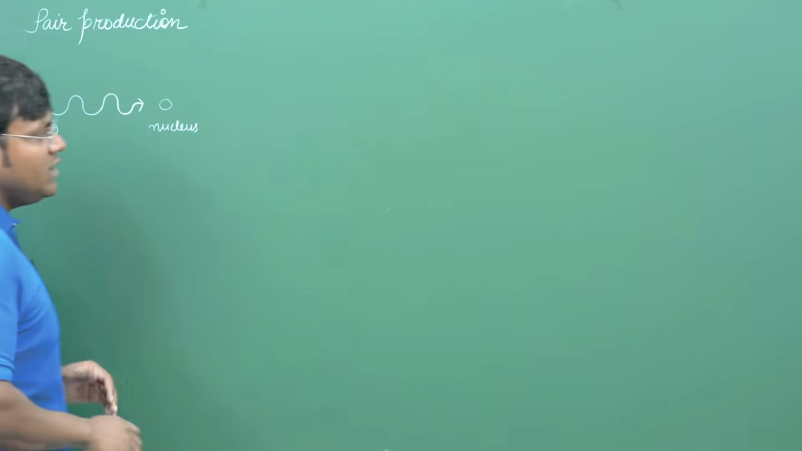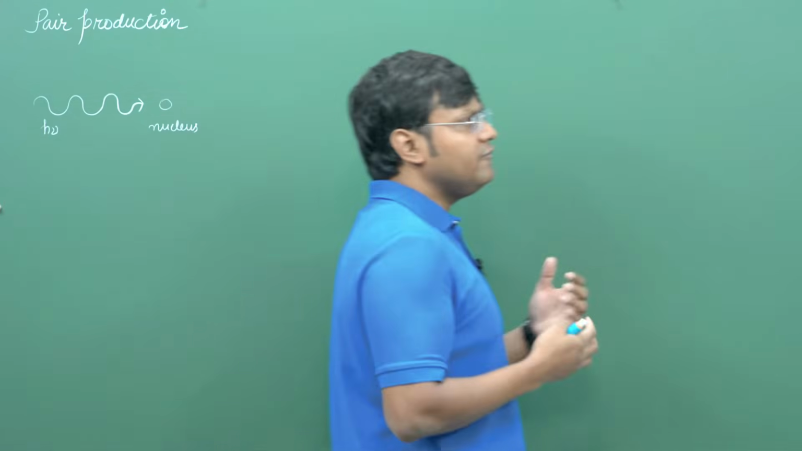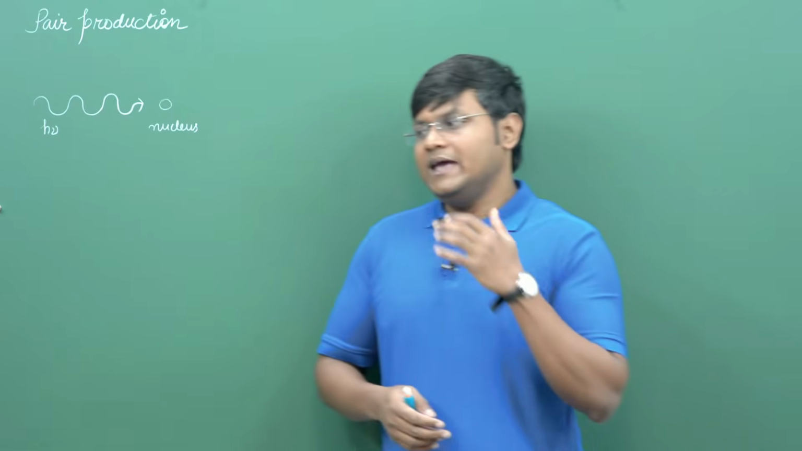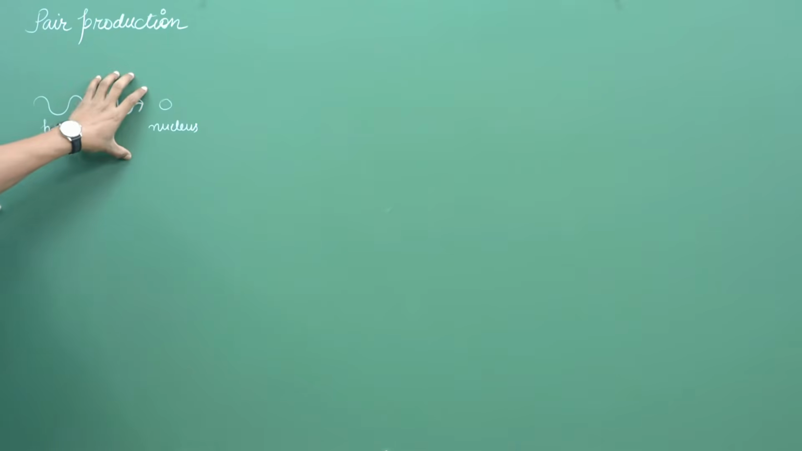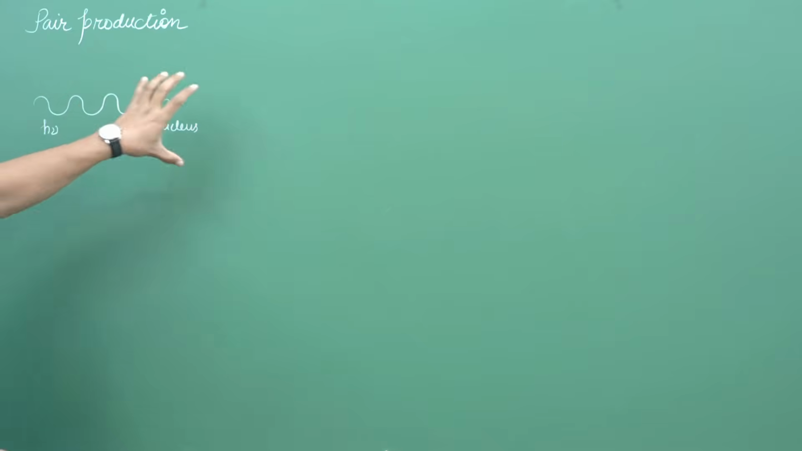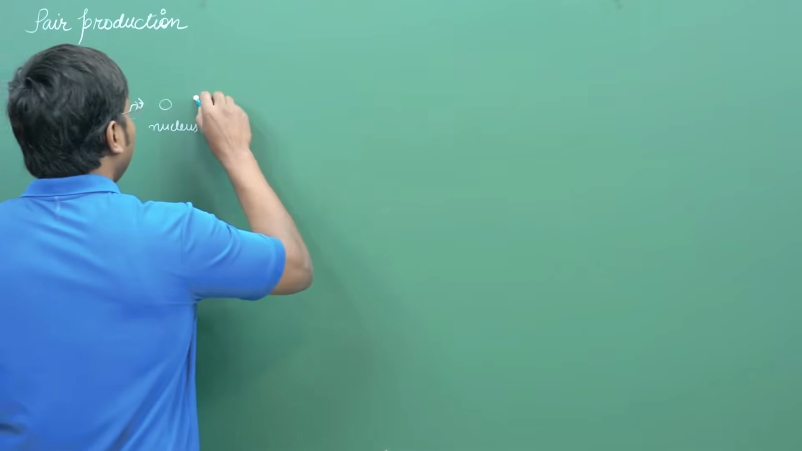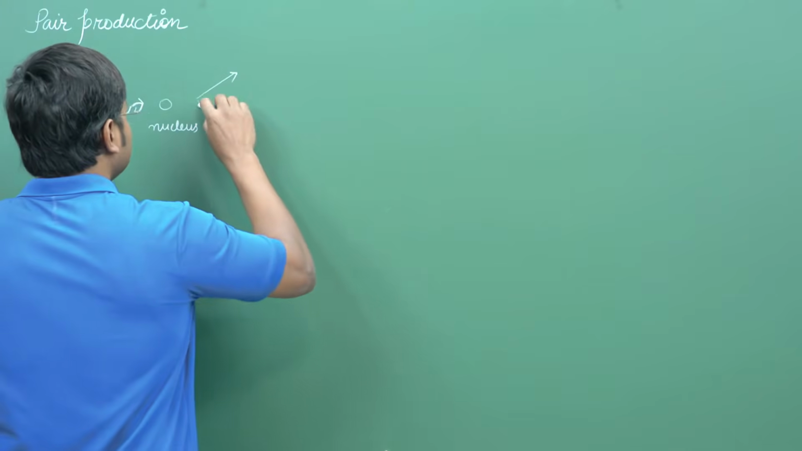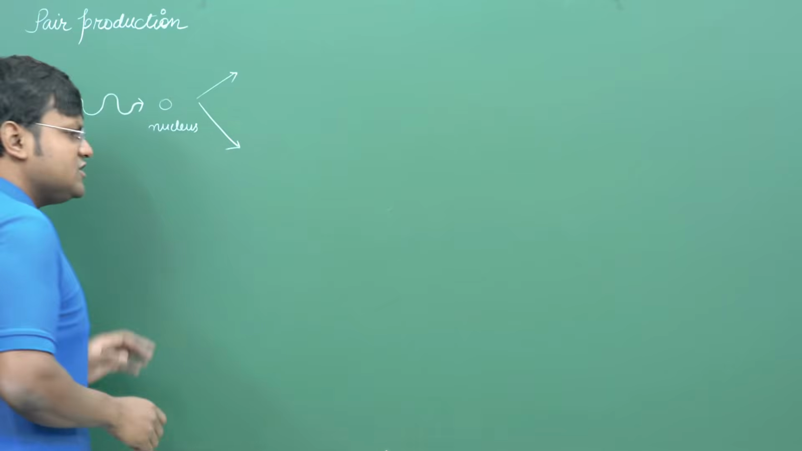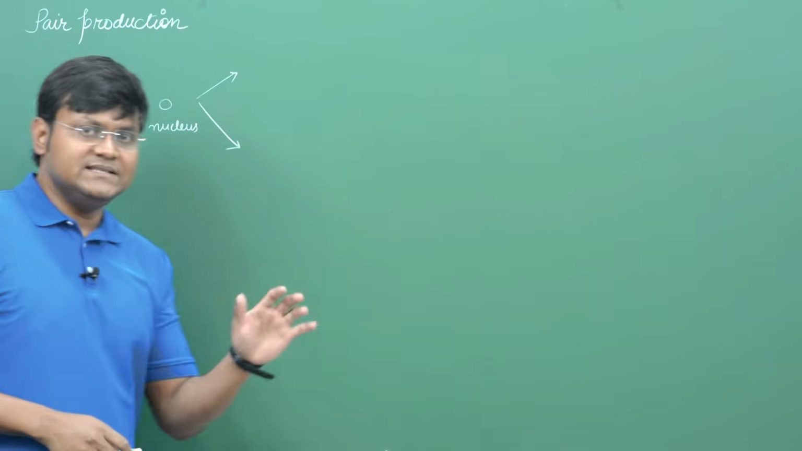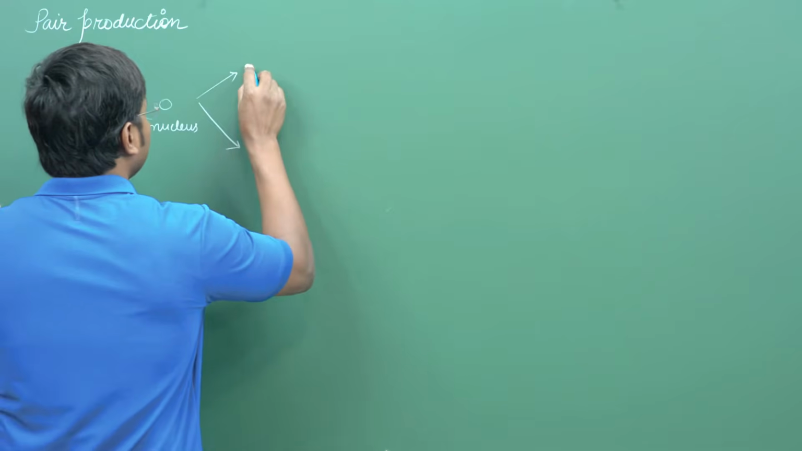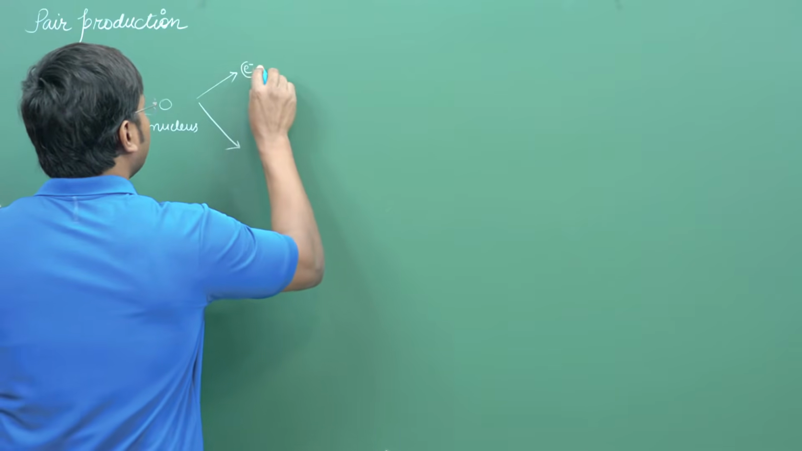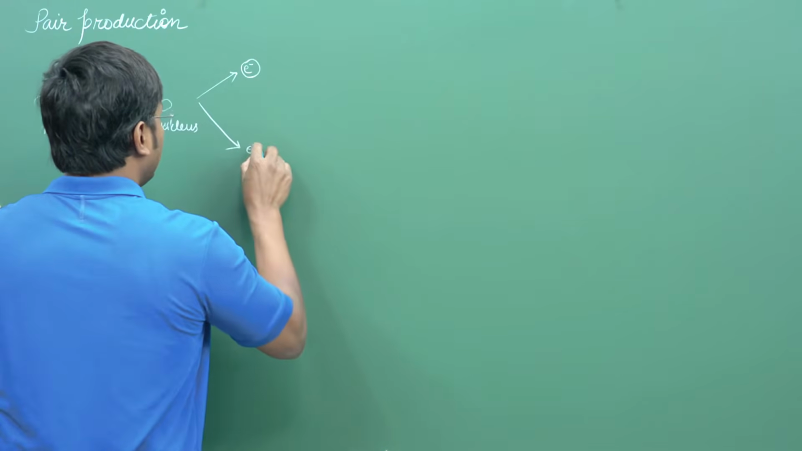This hν is extremely high, of the order of a few mega electron volts. And then we end up seeing something very unique: this radiation vanishes and we end up creating a pair of particles. This is just one of the many examples that exist in nature. One example is the creation of an electron and a positron.